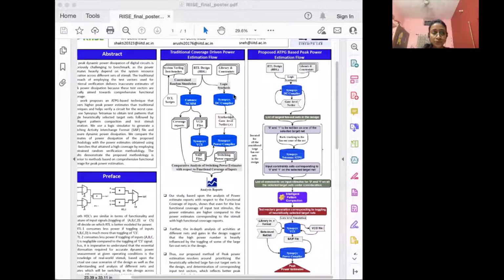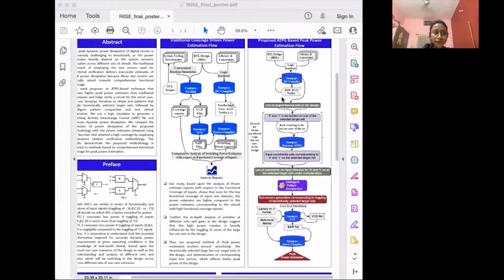So coming to our proposed ATPG-based peak power estimation, we have used the following tools. First, the Design Compiler that will perform the logic synthesis to convert the RTL into a gate level netlist, and also it will provide information about the fan-out of each net in the design. After that, we will choose the higher fan-out nets and find the input patterns corresponding to those nets by setting them to 1 or 0 using the Synopsys TetraMAX ATPG tool.